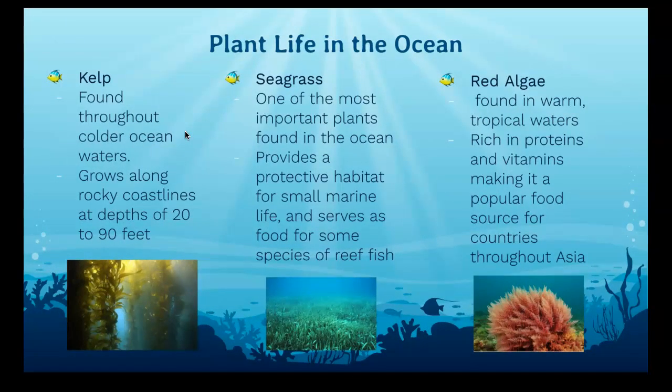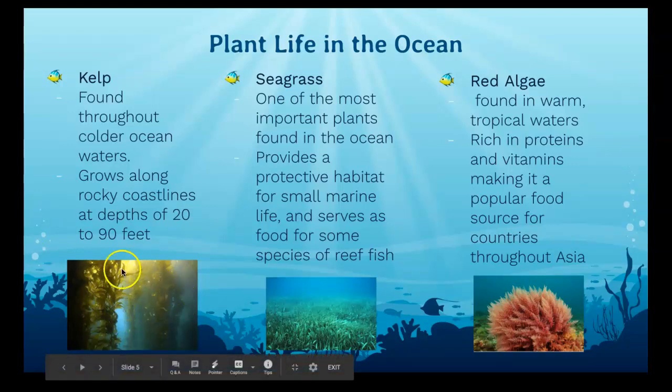So, some of the most important plant life in the ocean include kelp, seagrass, and red algae. So, kelp is usually found throughout colder ocean waters, and it grows along rocky coastlines at depths of 20 to 90 feet. Here's a picture of what kelp would look like usually.